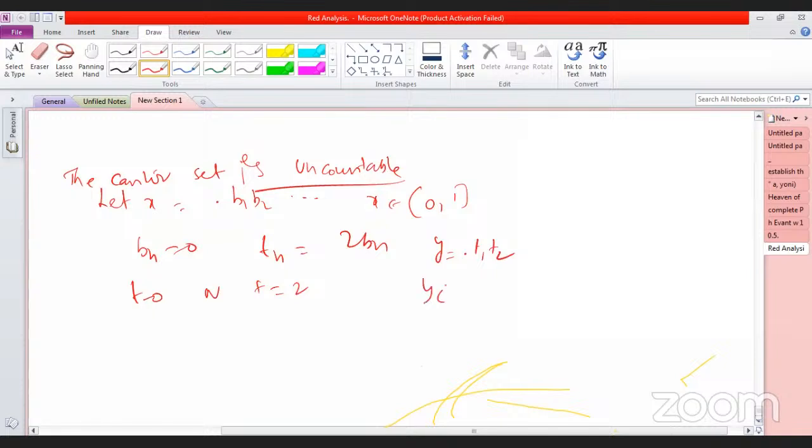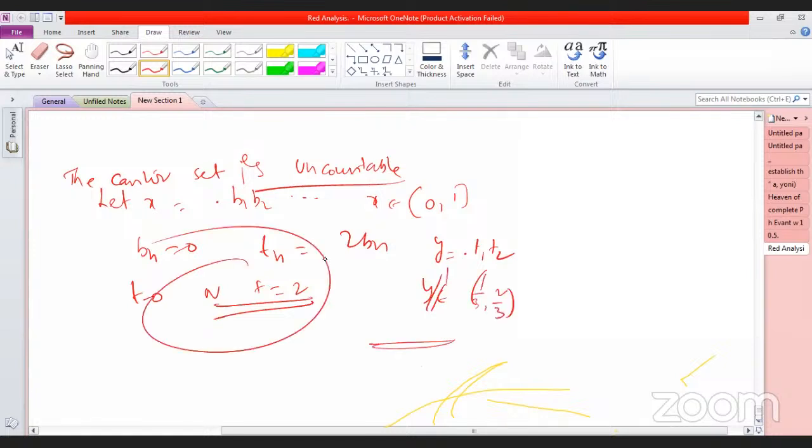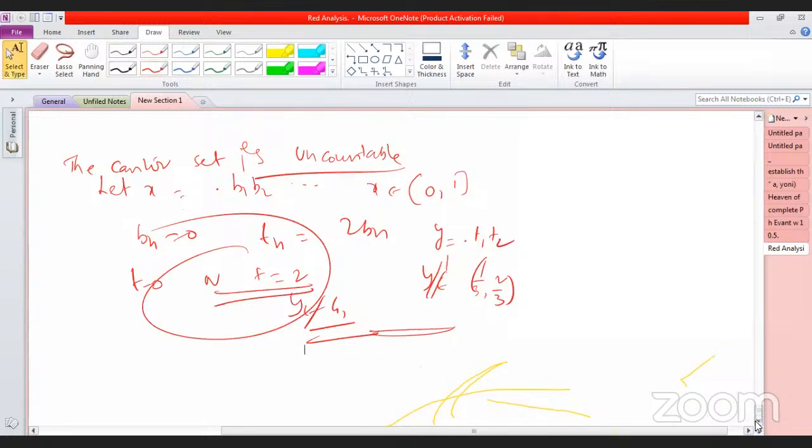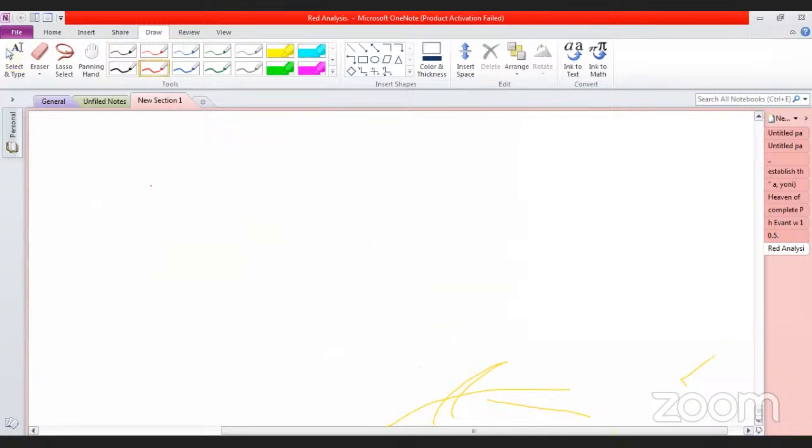So therefore y does not belong to 1 by 3, 2 by 3, since t1 is equal to 0 or 2. So y does not belong to G1. Similarly, since t2 is equal to 0 or 2, y does not belong to 1 by 9, 2 by 9, and y does not belong to 7 by 9, 8 by 9.